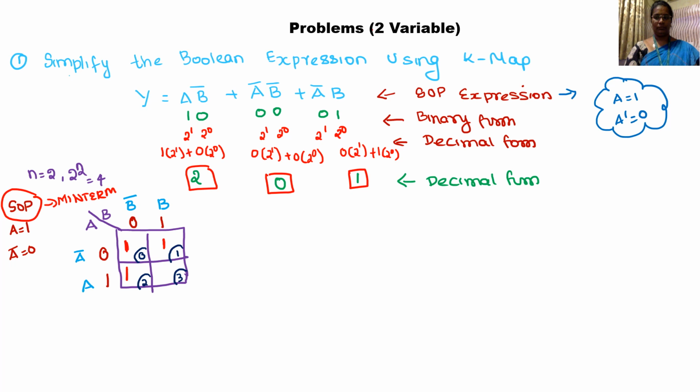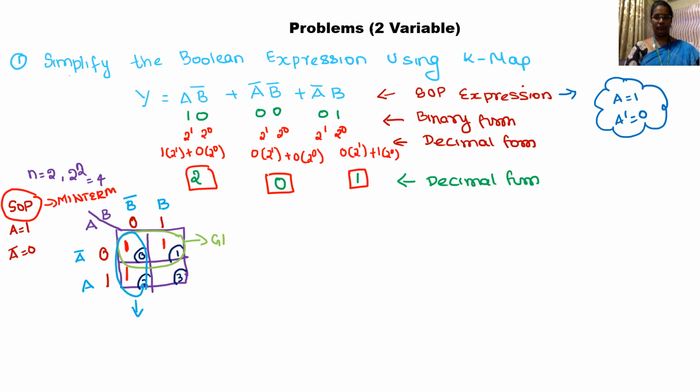Now I have to observe in what way it could be grouped. The grouping has to be done as large as possible. So here I have to check whether there is any possibility of quad grouping. I don't find any possibility. Is there any possibility of a pair grouping? Yes, I do observe that I can group this as one pair, and I also observe that I can group this as another pair.